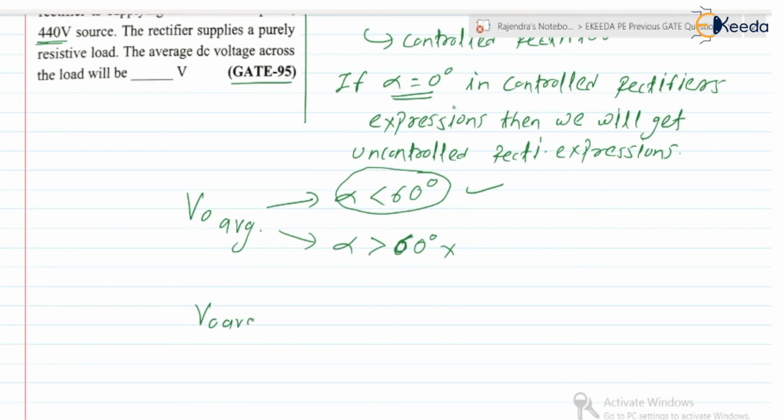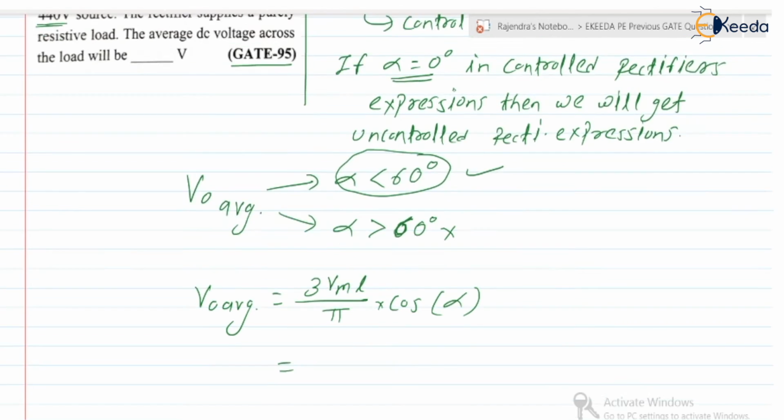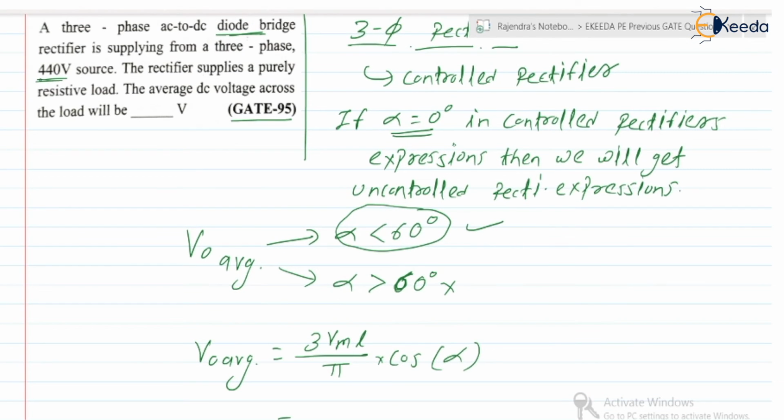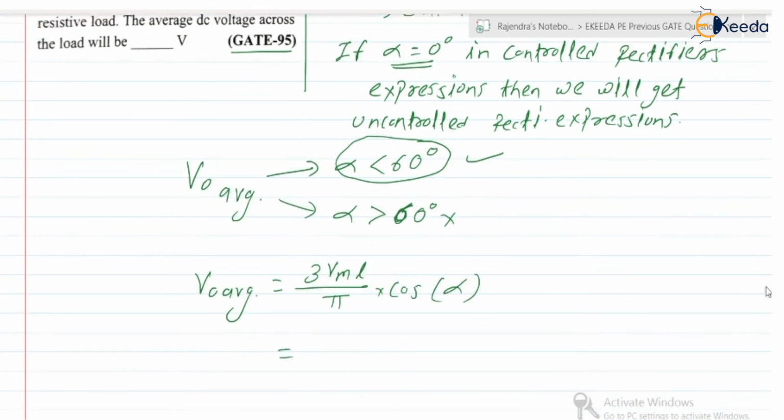So what is the expression we are having? V0 average is equal to 3 VML by pi into cos alpha, but alpha is 0 degree. And VML means the peak value of the line voltage. Now they have given the line voltage, equal to 440 volt. Always keep in mind, in a three-phase supply, whatever the specified value is the RMS value and it is a line voltage value. So 440 means the RMS value of the line voltage.